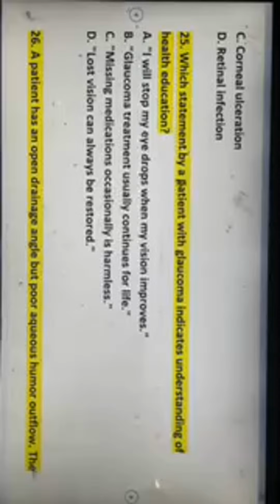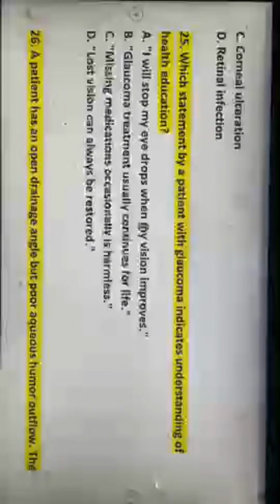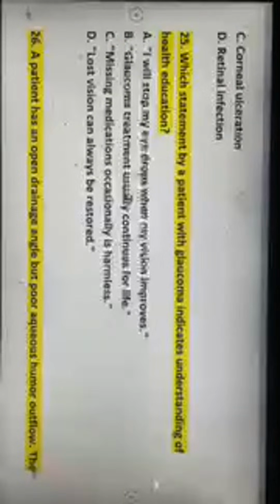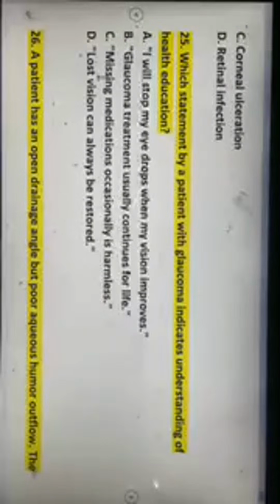Understanding of health education. Which statement by a patient with glaucoma indicates understanding of health education? B. Glaucoma treatment usually continues for life. C. Missing medication occasionally is harmless. And D. Lost vision can always be restored.